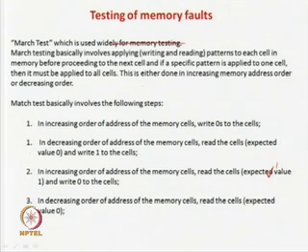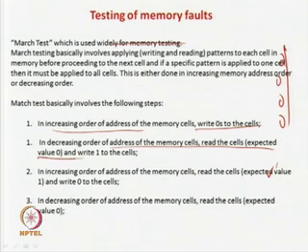So, March test basically involves the following. In increasing order, taking the very standard definition, we go up and come down. So, in increasing order of memory address, write zeros in each cell. That is the first job. This is the very preliminary idea of March test. There can be some different, complex versions. So, what you do, you keep on writing zeros from top to bottom, then in decreasing order of the cells, read the cells and write one to the cells.